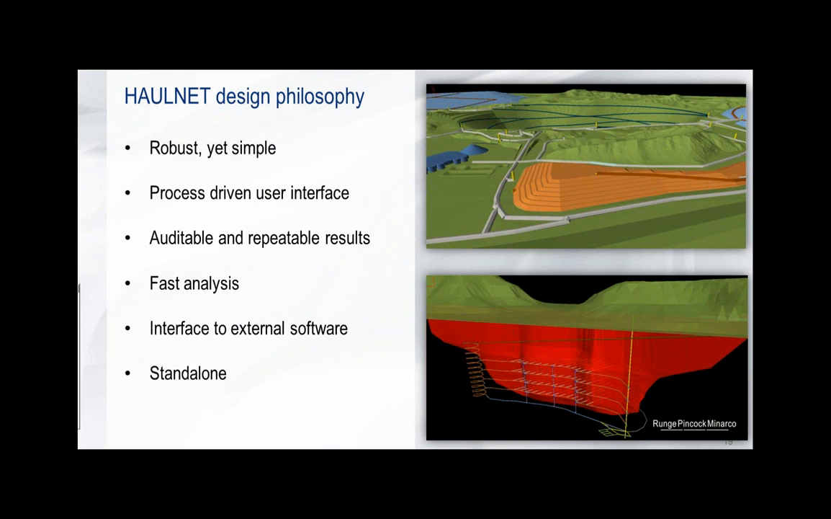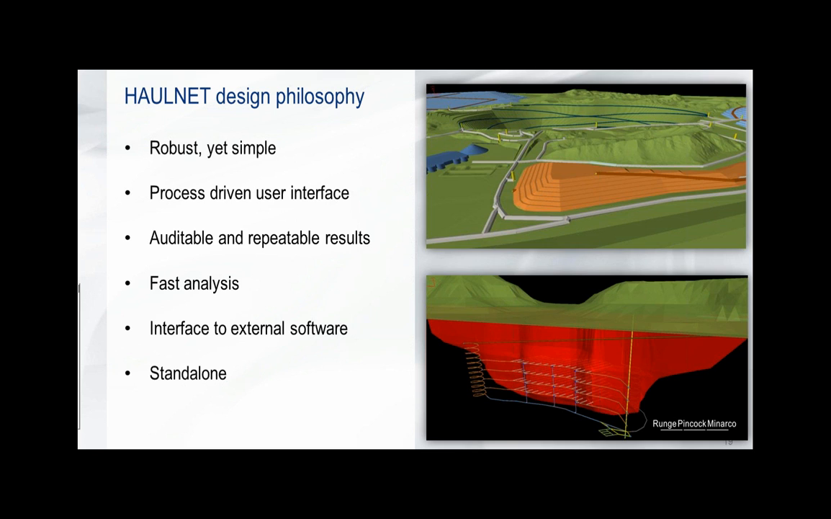So the HAULNET design philosophy was very simple from the start. It needed to be a robust yet simple design. It had to be extremely easy to use, obviously, because the more complicated a product is, the less usage or uptake we tend to see. It uses a process-driven user interface. Now this is going to become a common theme throughout RPM's software offerings over the next 12 months, and you'll see that and hear about it much more often. And what that allows us to do is reduce the training time and the amount of time taken to get up to speed with our product.